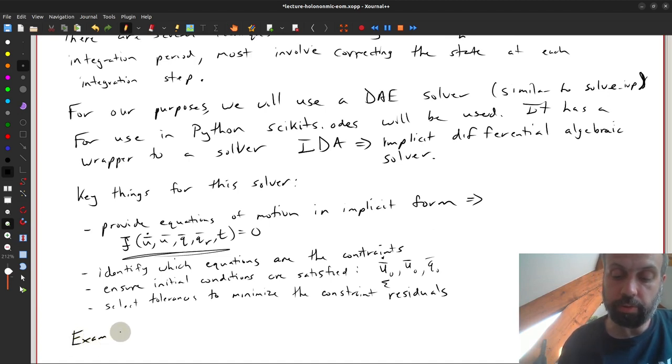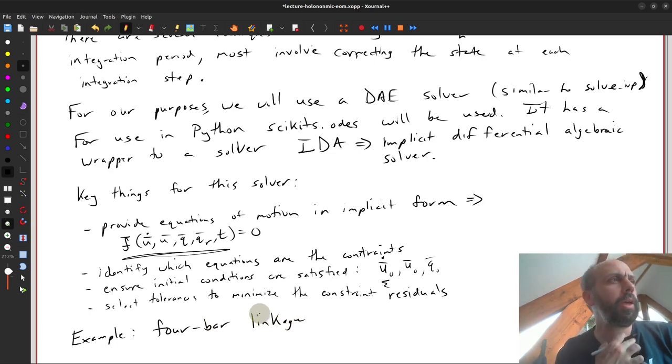All right, so let's try this. I'm going to do an example. We're going to go back to the four-bar linkage problem. We've already figured out what the holonomic constraints are in a prior chapter, and so we're going to work that out and try to integrate these equations with the DAE solver there. All right.